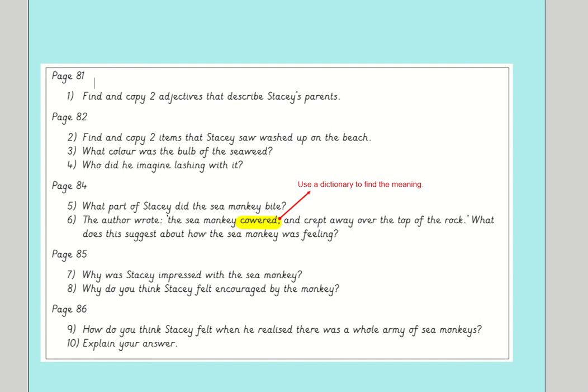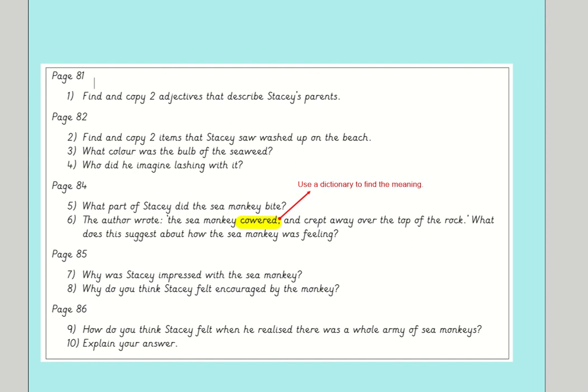So just recapping the questions that we're going to be looking at, and I will put these up on the class story so you can access them. On page 81, you're finding and copying two adjectives that describe Stacey's parents. On page 82, you're finding and copying two items that Stacey saw washed up on the beach. You're answering what colour was the bulb with the seaweed and who did he imagine lashing with it.